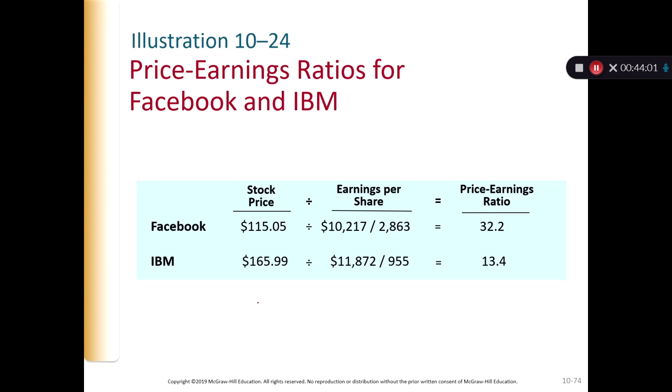And let's look at the PE ratio: Facebook's is actually 32.2, and IBM's is 13.4. That's exactly what we're expecting, because Facebook is much like a growth firm, and people have a high expectation for its future. Hence, people are willing to trade at a much higher price, regardless of earnings per share, than what earnings per share alone would justify.